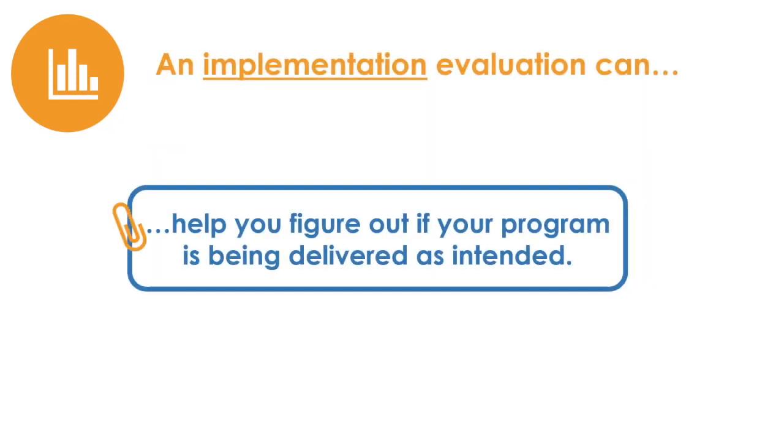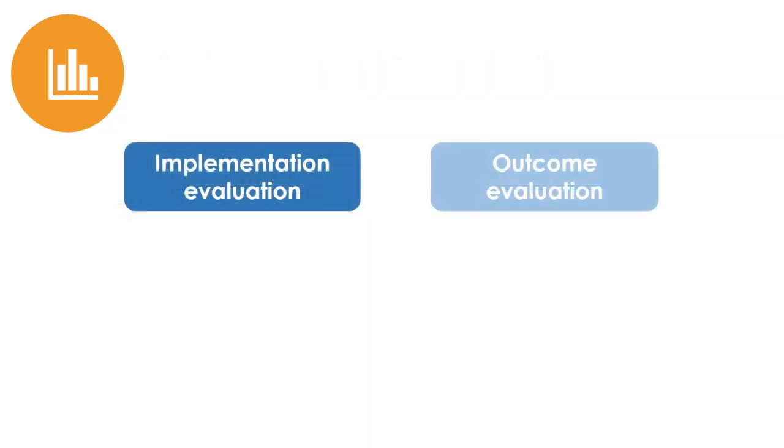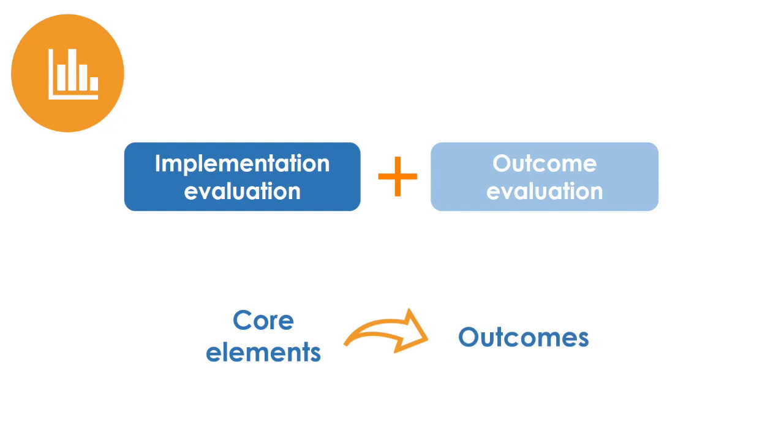An implementation evaluation can help you figure out if your program is being delivered the way you intended. It can also help you identify core pieces of your program. When combined with an outcome evaluation, an implementation evaluation will help you better understand how your core pieces contribute to your outcomes. If you find that your program is not working as expected, the implementation evaluation will give you an idea of what you might need to change.